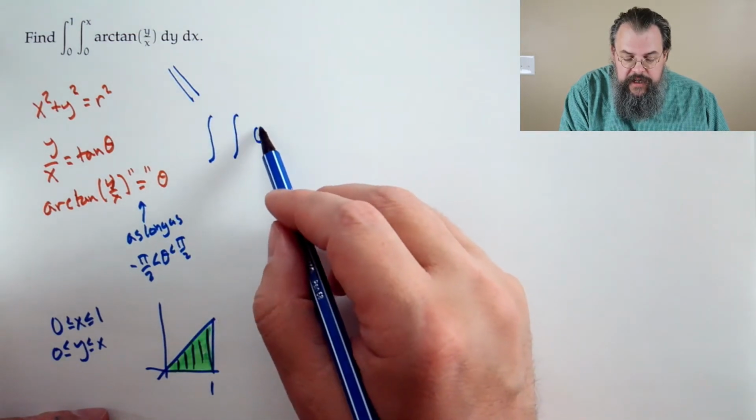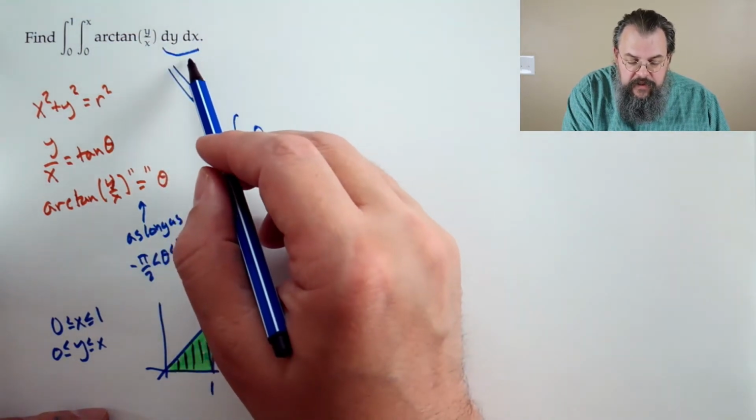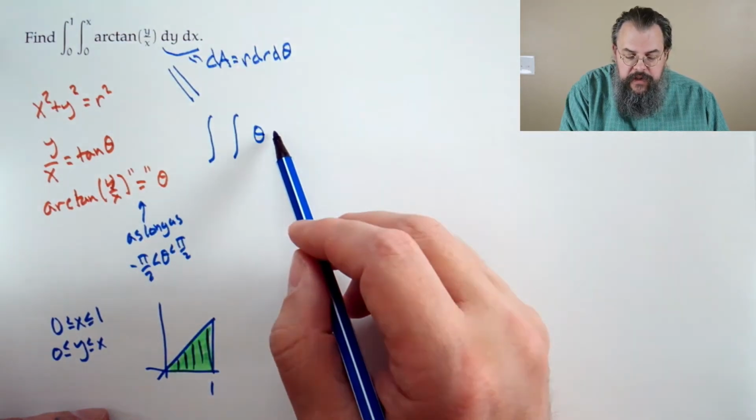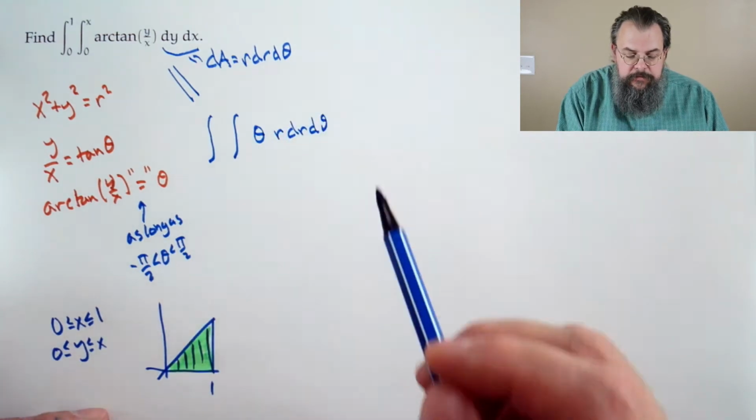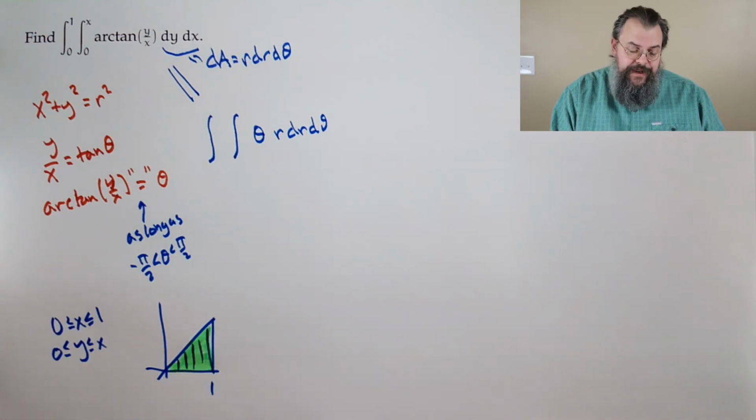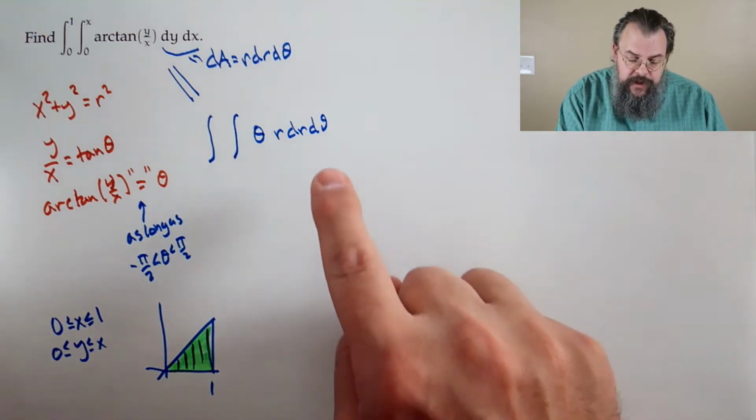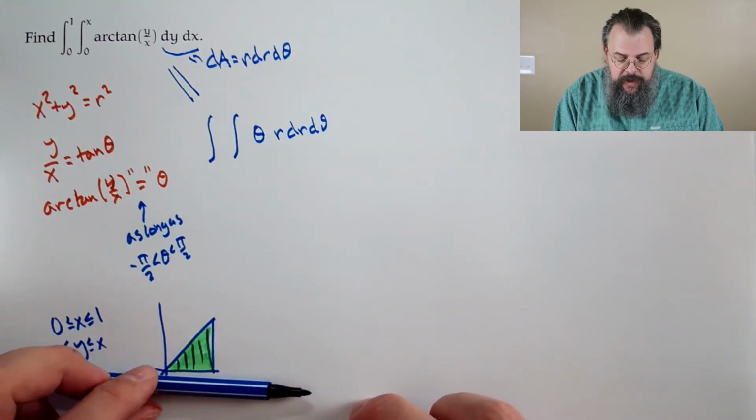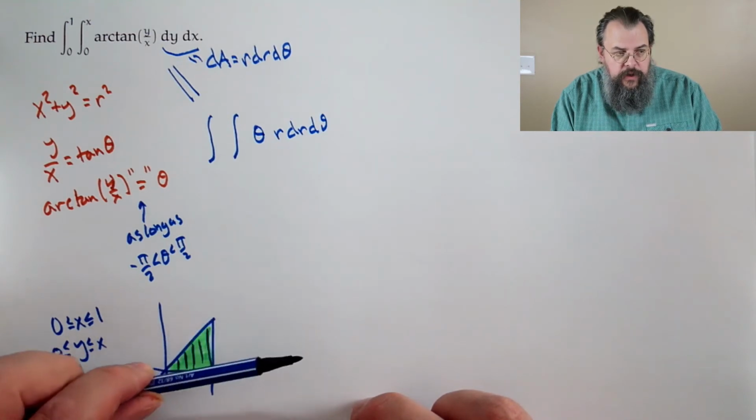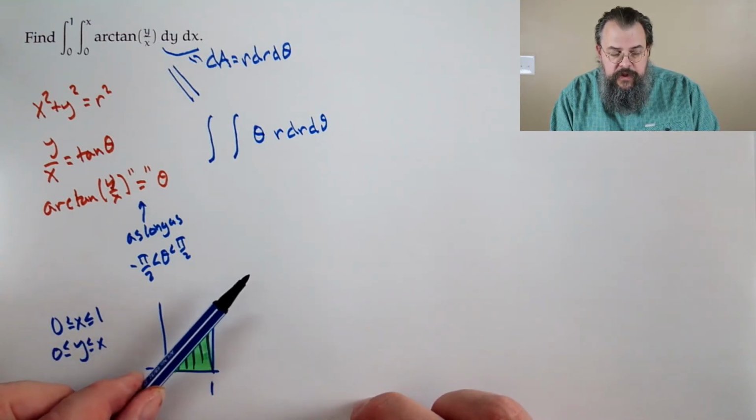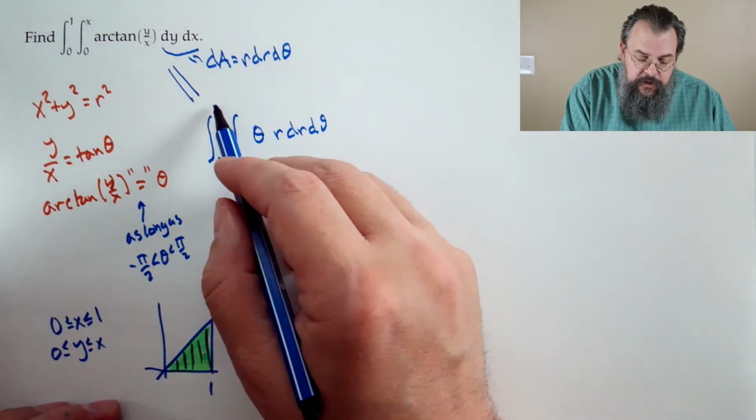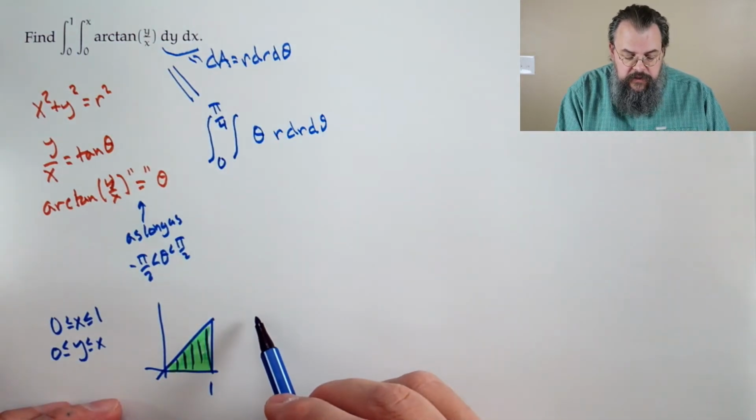So we'll have a theta. Now remember that dy dx, this is our dA, which becomes r dr d theta. So we have an r dr d theta. And now we've got to think about our bounds. Let's start with theta. It's not so hard to think about theta. We just have to think about where theta goes in this region. Well, we go from 0 up to the line y equals x, which corresponds to the angle of pi over 4. Okay, so that's great.